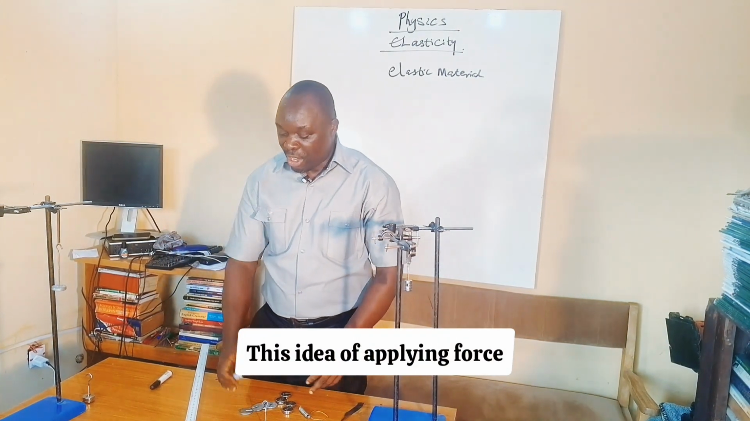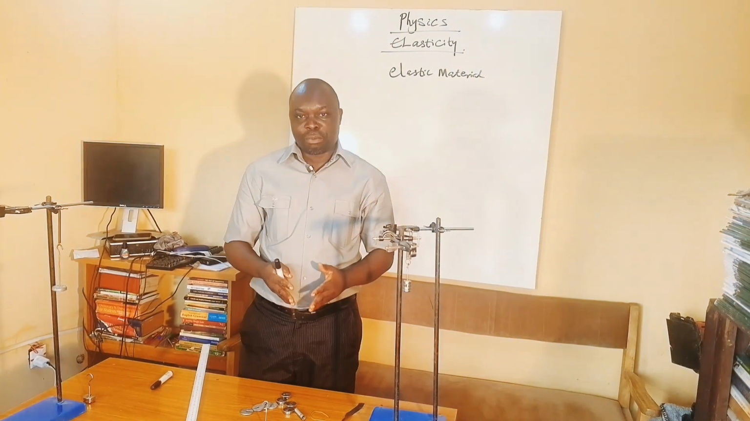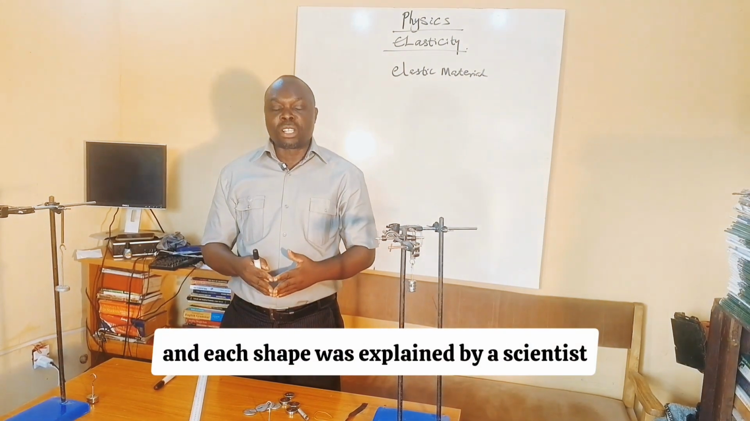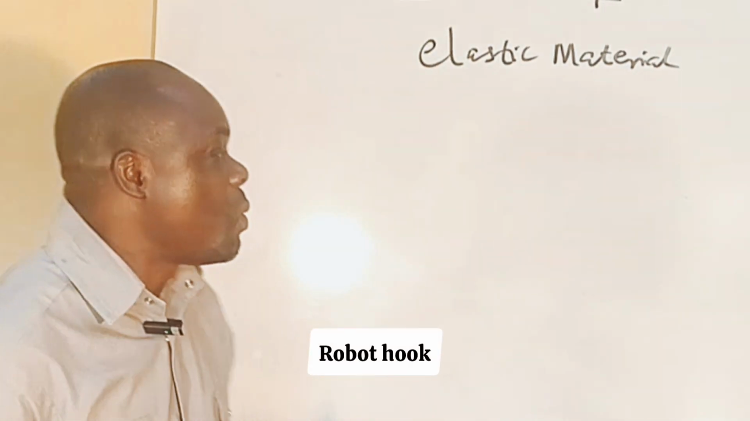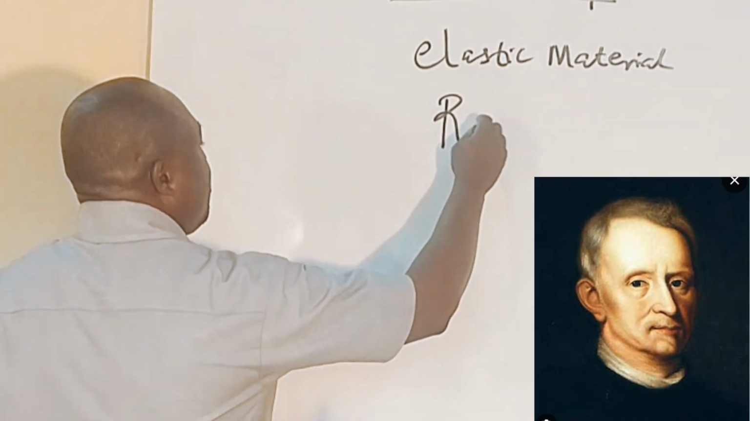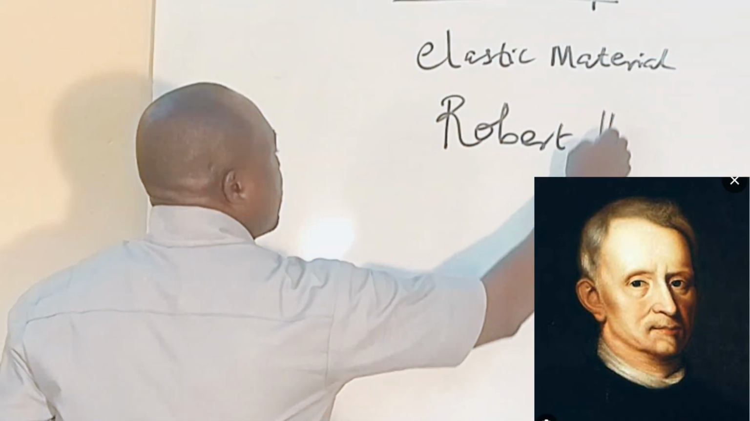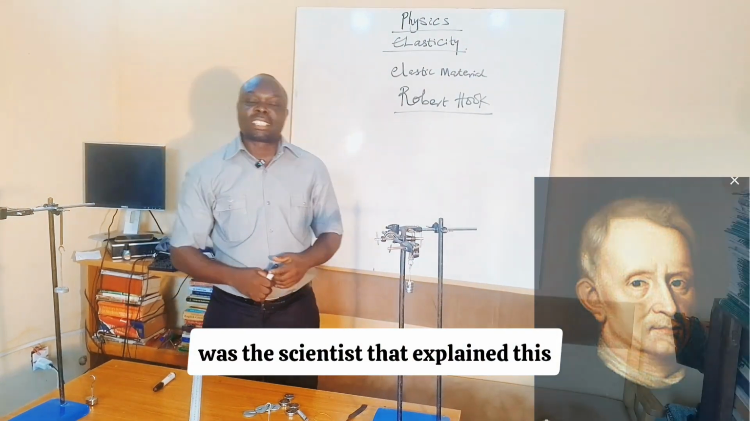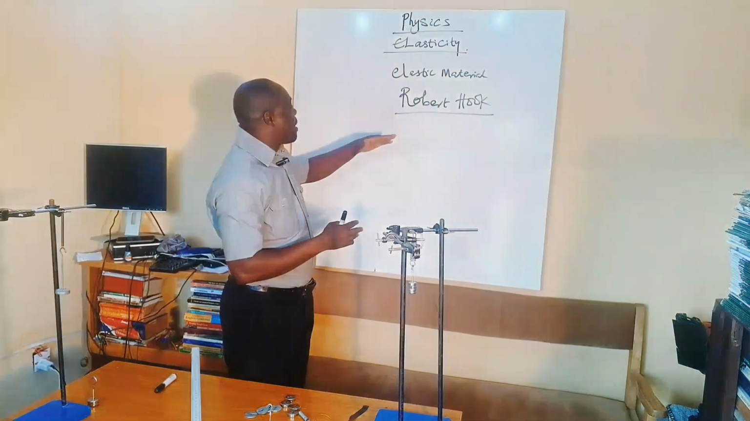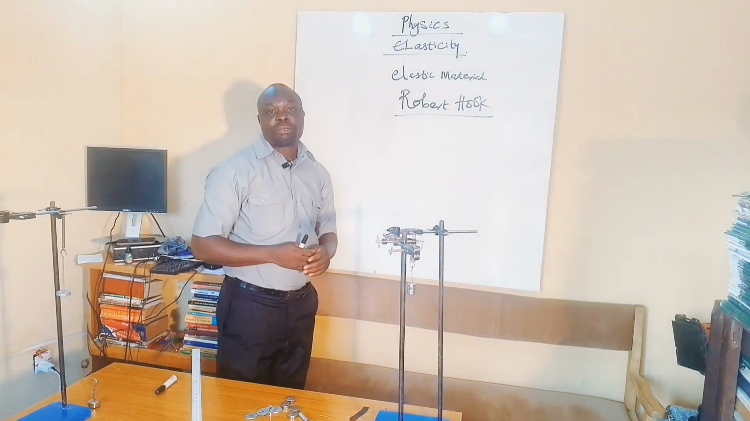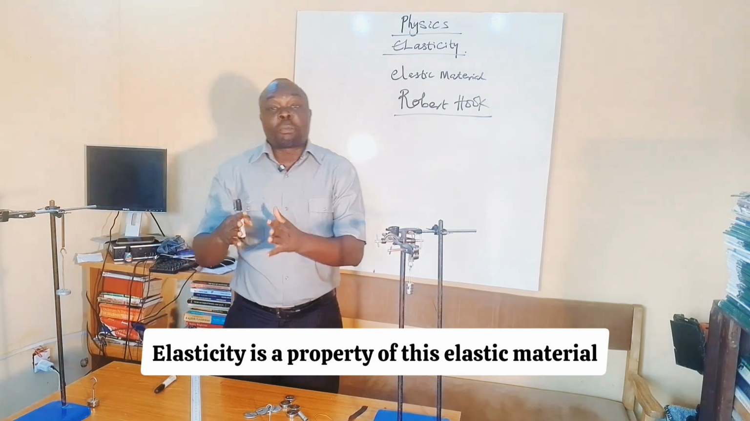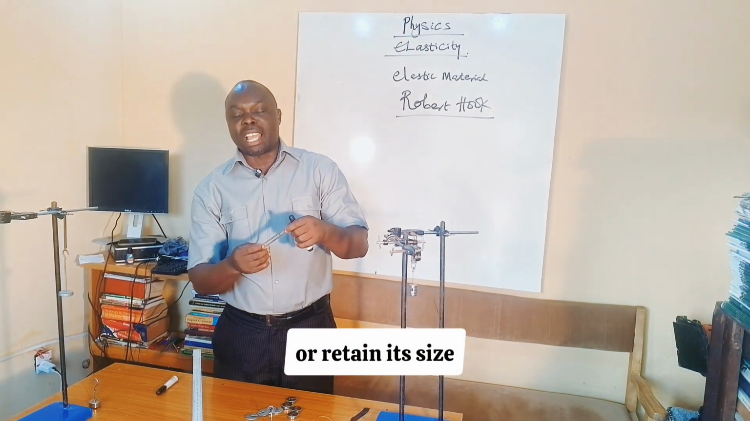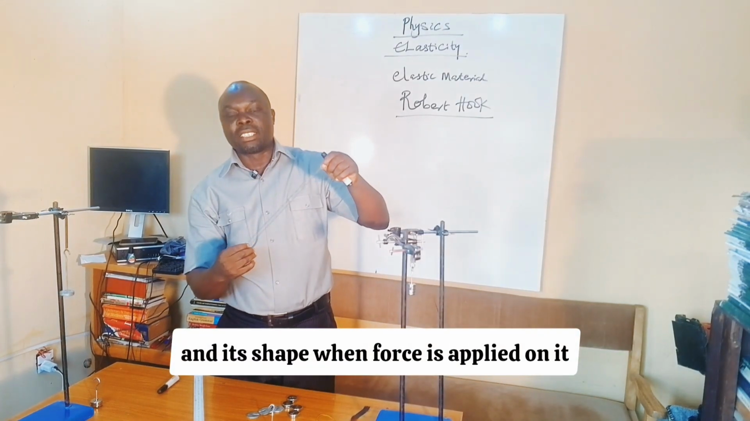This idea of applying force and retaining its size and its shape was explained by a scientist, Robert Hooke. Robert Hooke was the scientist that explained this elasticity. Elasticity is the property of an elastic material that helps it regain or retain its size and its shape when force is applied on it.